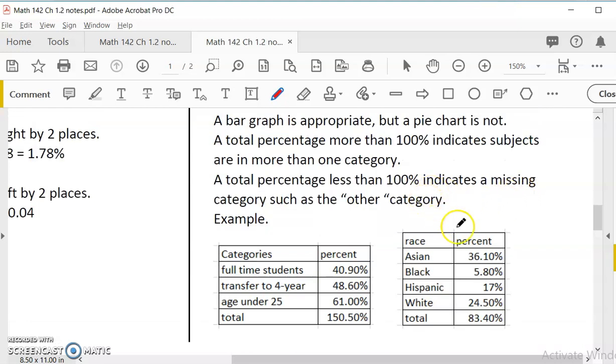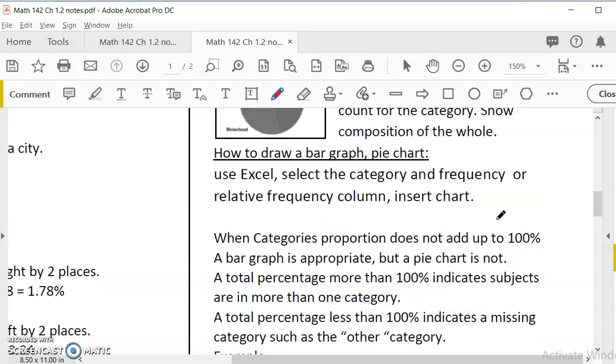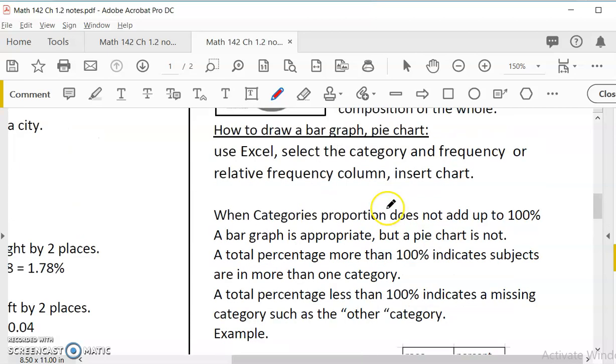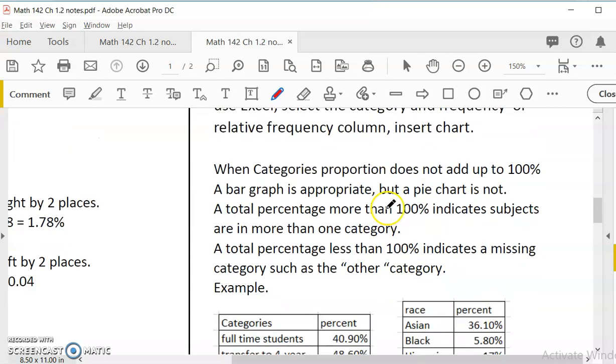So the rest of it is a discussion on when is pie chart more appropriate. Pie chart is used if you want to know percentage out of the total, if your total is 100%. If your total is not 100%, you do not use a pie chart. And so that's how you categorize, how you graph categorical data.